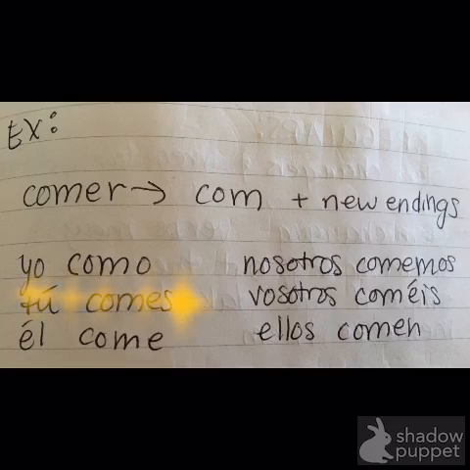So yo como, tú comes, él come, nosotros comemos, vosotros coméis, ellos comen. So I eat, you eat, he eats, we eat, you all eat, and they eat. So you can see this is pretty simple. We literally just took off this ending and replaced it with a new one, which is in the conjugation chart and the slide before.